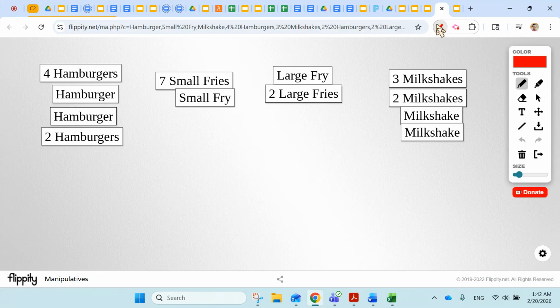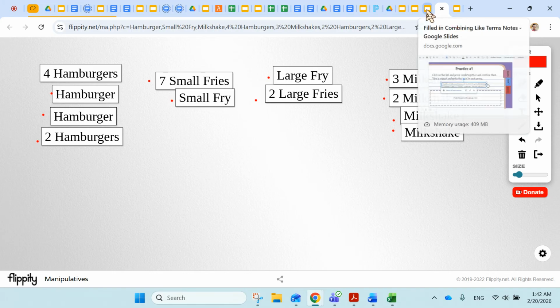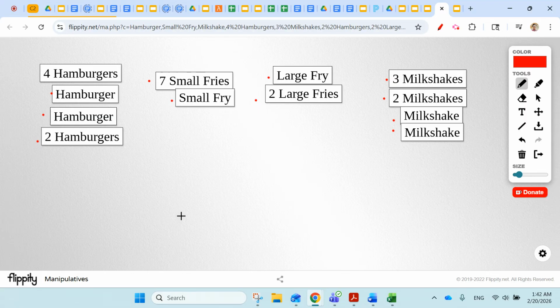So instead of me making an order, saying I want 4 hamburgers, a hamburger, another hamburger, 2 more hamburgers, 7 small fries, another small fry, a large fry, 2 large fries, 3 milkshakes, 2 milkshakes, a milkshake, and a milkshake, I'm going to combine what I can and make it a lot simpler of an order. So what can we combine here? Let's combine all these hamburgers. So what you're going to do is take a screenshot, remember? And then you're going to write on top of the screenshot to show the combined numbers.